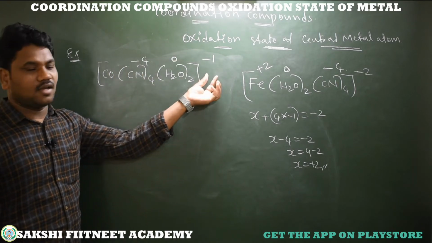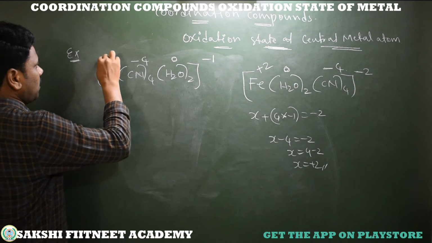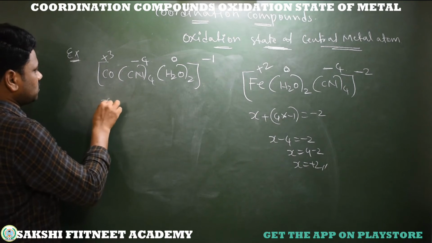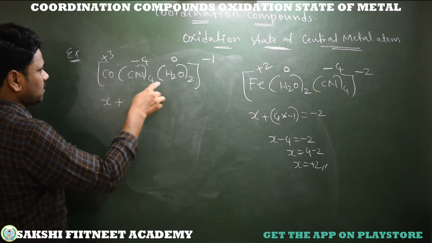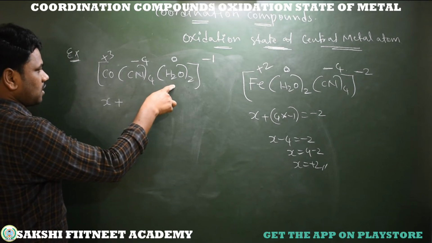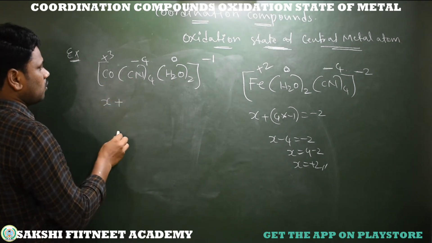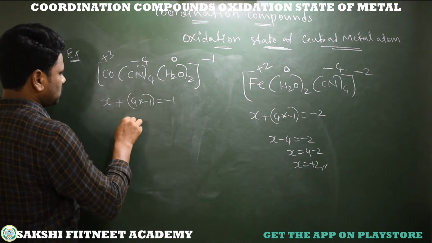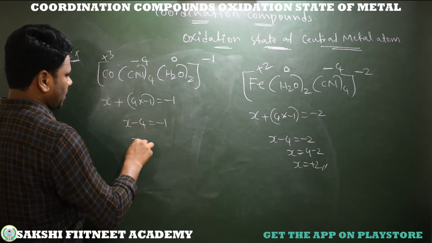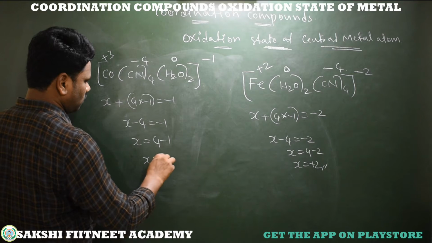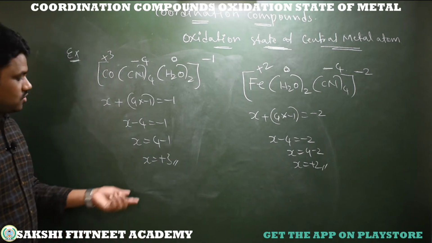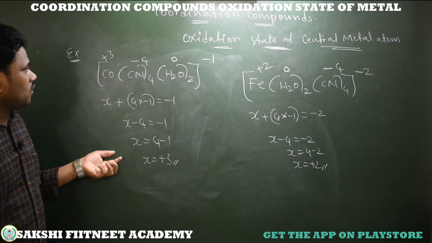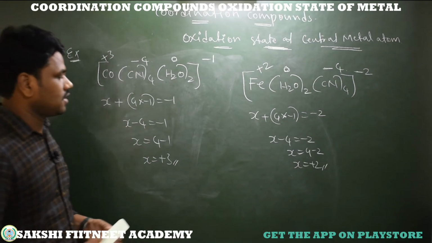Overall charge is minus 1, which means obviously what is the oxidation state of this cobalt? It's plus 3. Plus 3 minus 4 equal to minus 1. Otherwise you can take cobalt as x plus, there is no charge from the water ligand, and here 4 cyanide ligands, 4 into minus 1, that is equal to minus 1. So x minus 4 equal to minus 1, x equal to 4 minus 1, then x equal to plus 3 oxidation state. So cobalt oxidation state is plus 3. So this is a way to calculate the oxidation state of the central metal atom. I am taking some other examples.